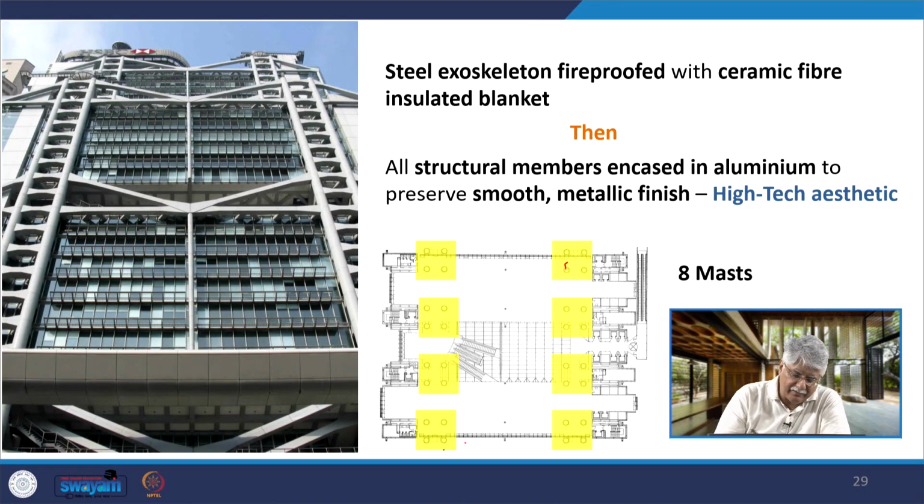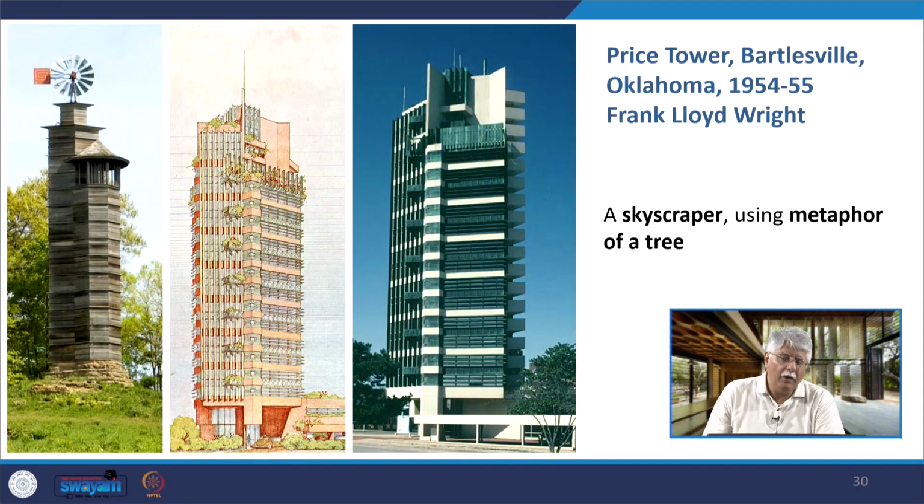These are the 8 masts that have been in the front and the rear of the building, and the steel exoskeleton is fireproof with ceramic fiber insulated blanket, and then it is covered on the outside by aluminium to give it a very smooth metallic finish. This is showing you the aluminium covering on the outside, and this is a part of what we will study later as high-tech aesthetic.